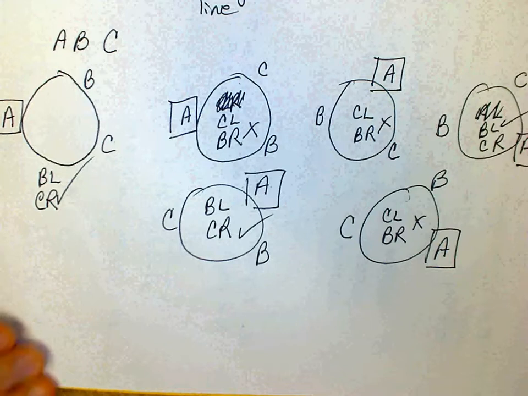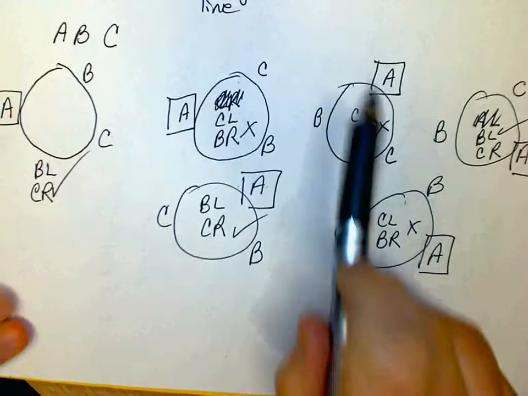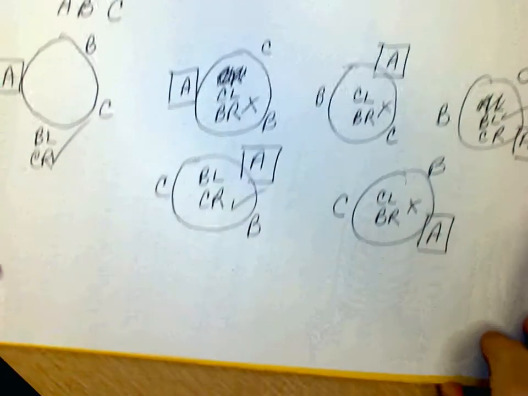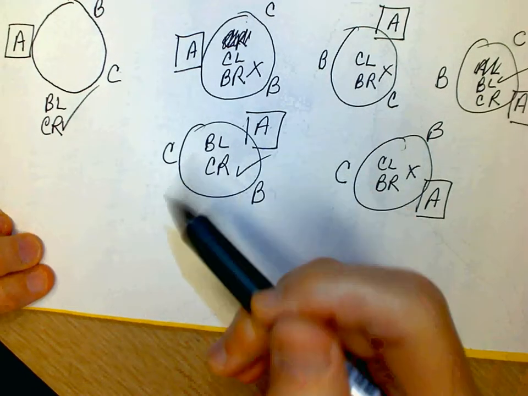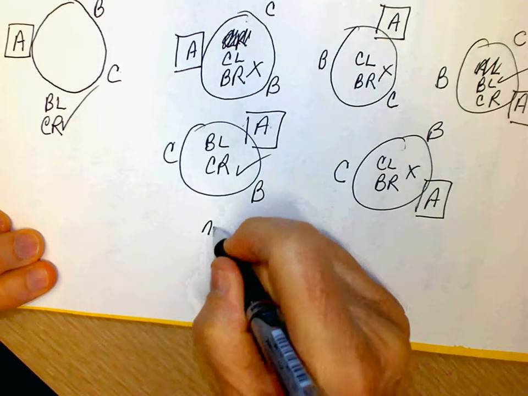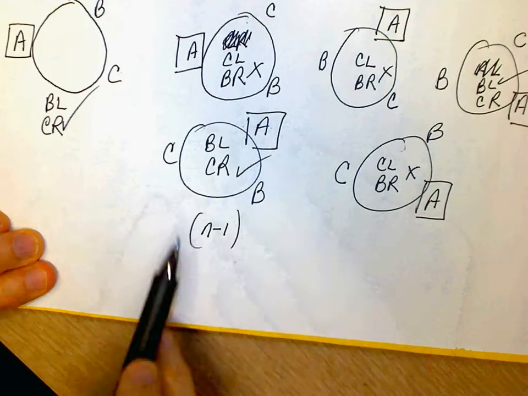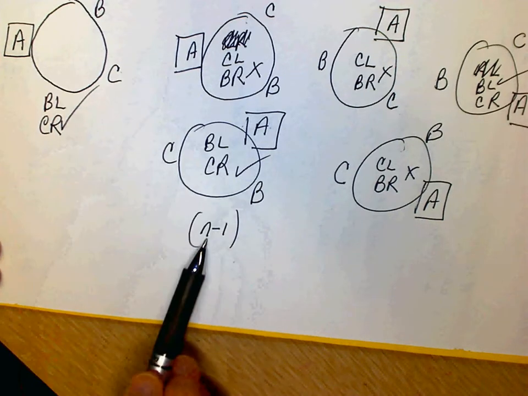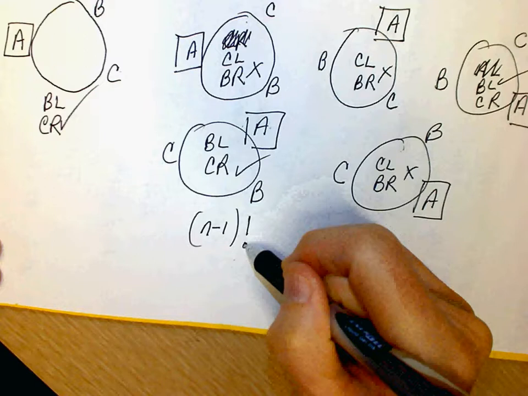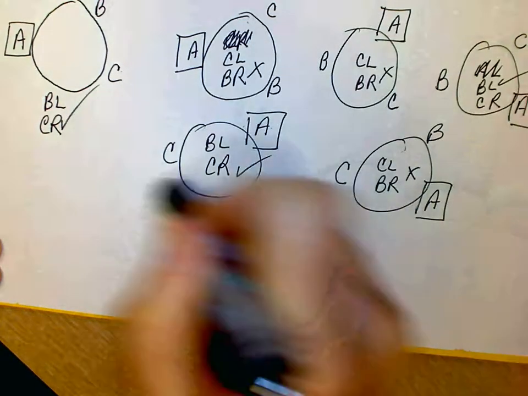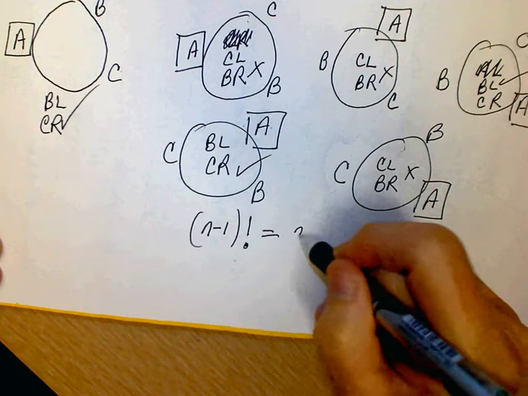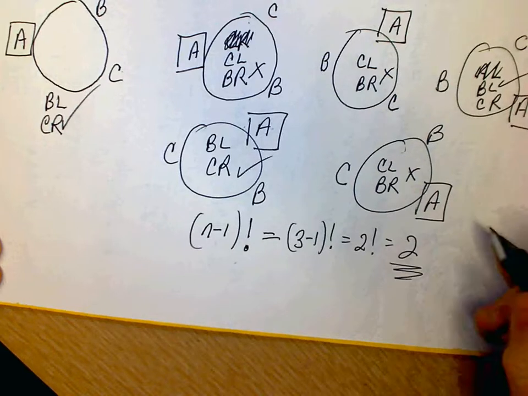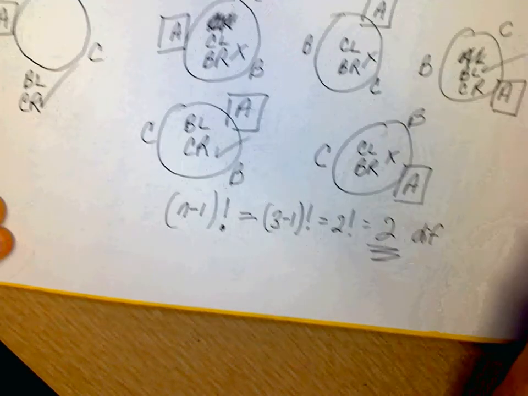Now how do we adjust our calculations for arrangements in a circle? Well, this is what we do. We go, the number of people we're arranging, subtract 1, because we're arranging them relative to one person, right? So we subtract 1 and we take the factorial. So notice there's really only two different arrangements. So we go 3 minus 1 factorial equals 2 factorial equals 2. There are only two different arrangements.